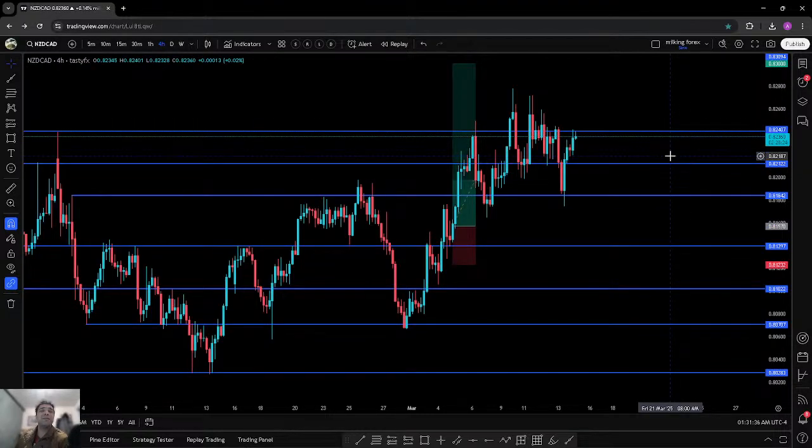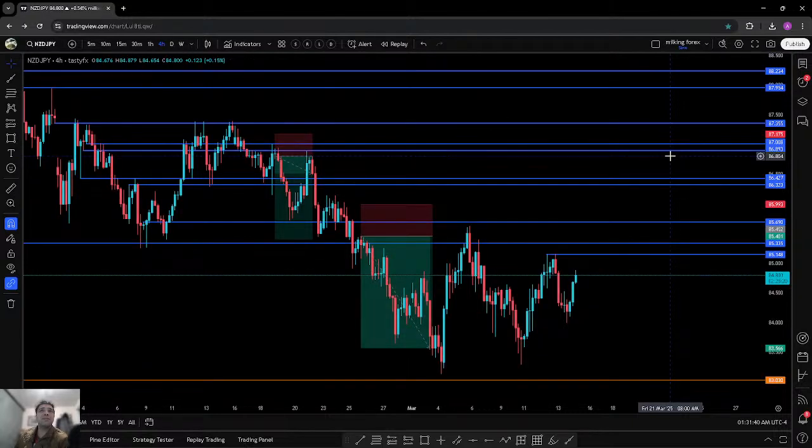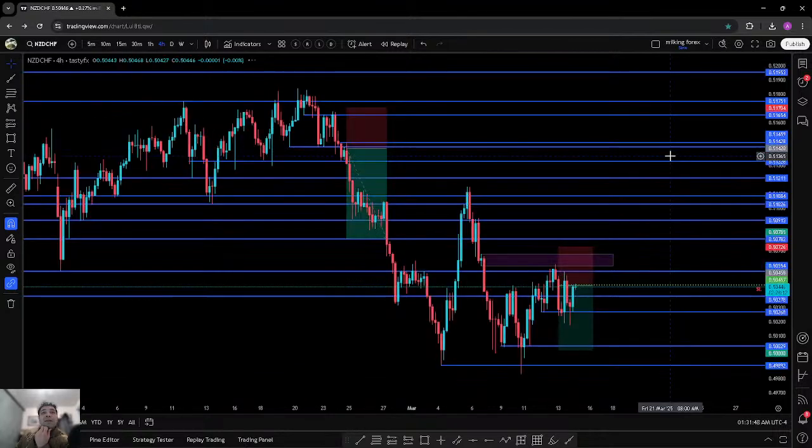NZD CAD, similar structure to the euros. We can see that CAD is becoming really weak. Similarly in yens, we can see the same amount of pullback that happened in Aussie yens. And this is under NZD CHF. We can see that there was a good amount of weakness in NZD that occurred around this point.